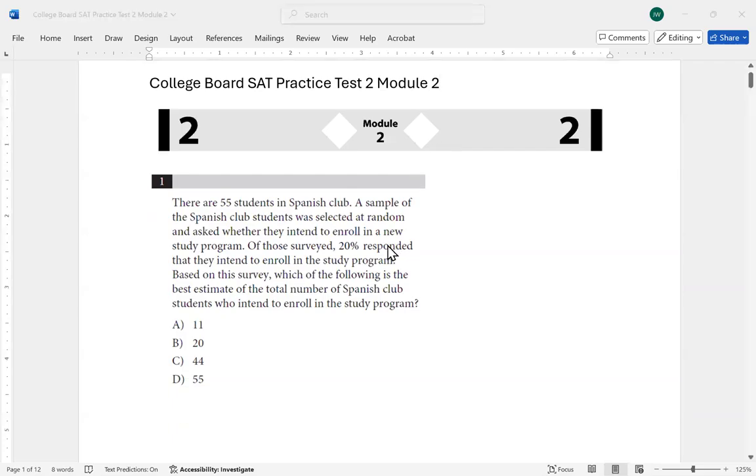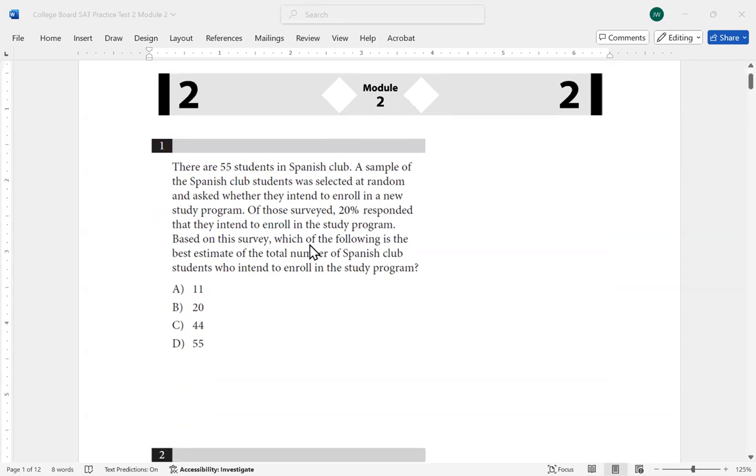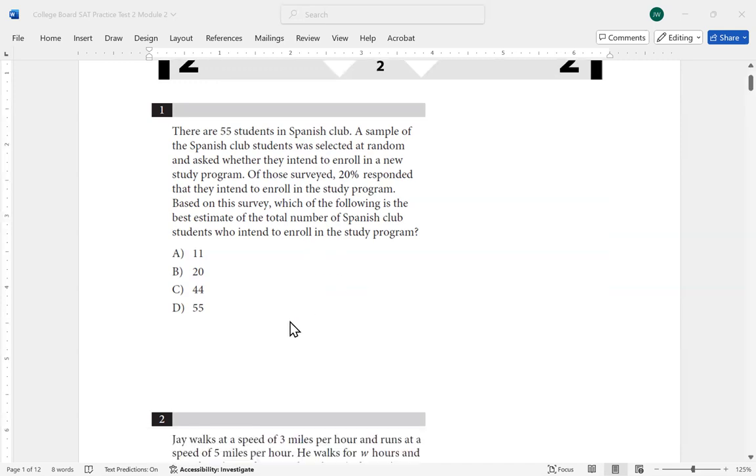I'm going to write or type onto this Word document. So question number 1 says there are 55 students in Spanish Club. A sample of Spanish Club students was selected at random and asked whether they intended to enroll in a new study program. Of those surveyed, 20% responded that they intended to enroll in the new study program. Based on this survey, which of the following is the best estimate of the total number of Spanish Club students who want to enroll in the study program?